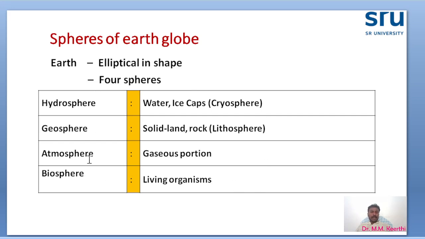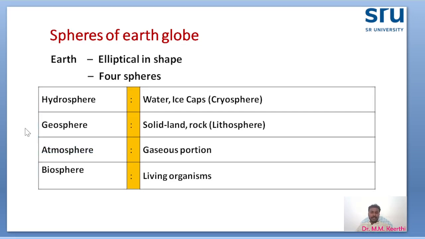So in these four spheres, today we are going to discuss the atmosphere: its composition, structure, how the atmospheric pressure varies, and what the weather variables are. This we are going to discuss in detail.